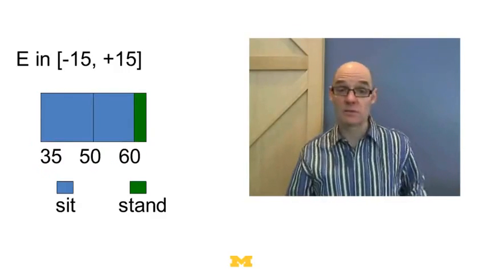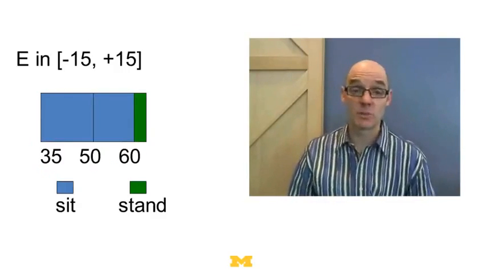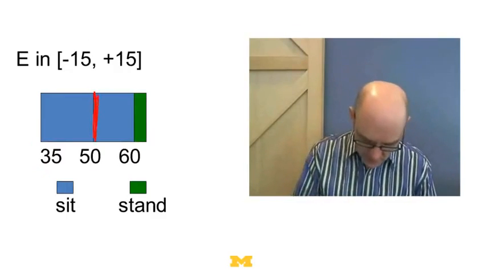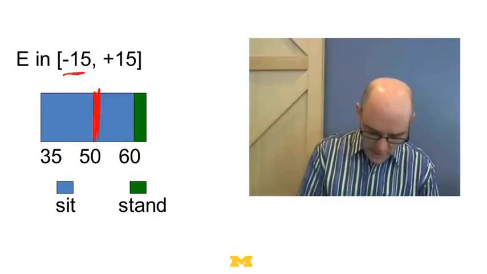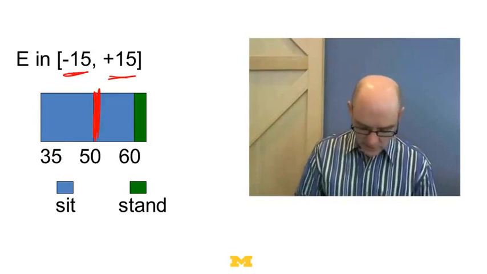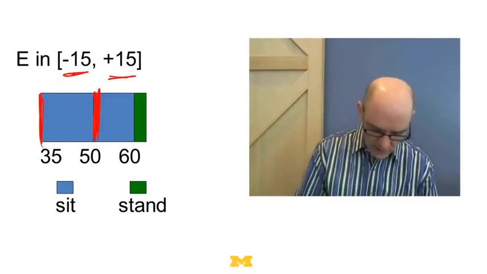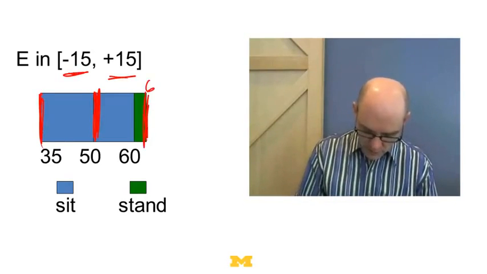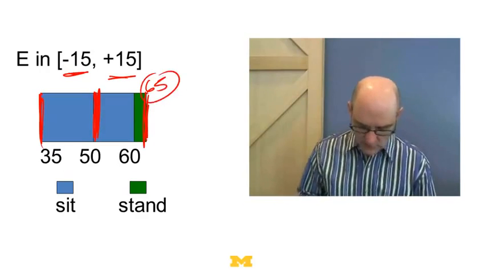Okay, so let's do a case first where the error term is really small. So it's 15. Now the mean here is 50, right? And the error term is either between minus 15 and plus 15. So someone who has an error of minus 15 gives it a 35, and someone who has an error of plus 15 gives it a 65. So that's right, 65 there.